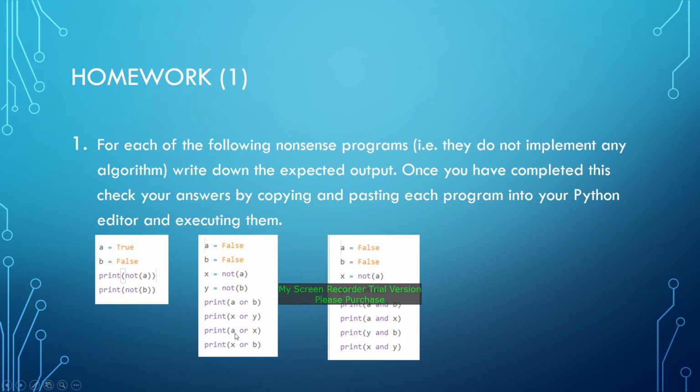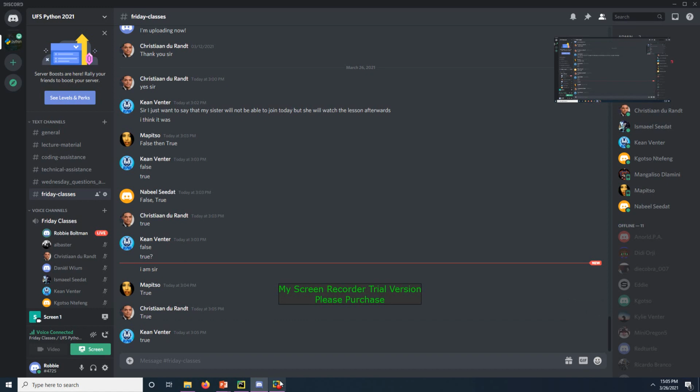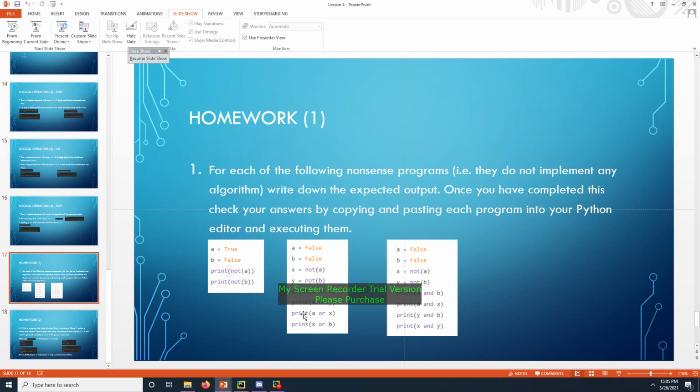All right, the next one. Print A or X. What will this give us? A or X? It will return true. Okay. A is false, yes. But X is true, so one of them is true. So then the entire statement will print true. All right, correct. You do seem to get the OR function.